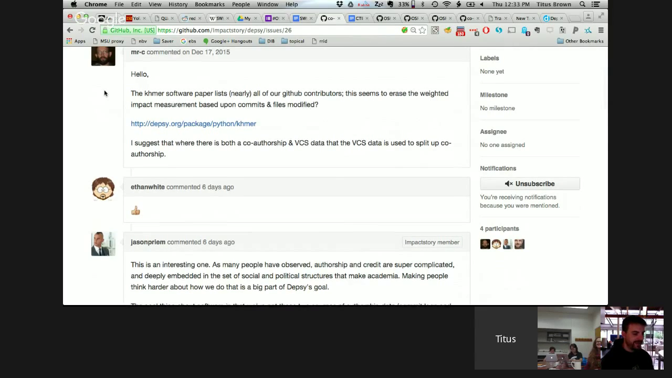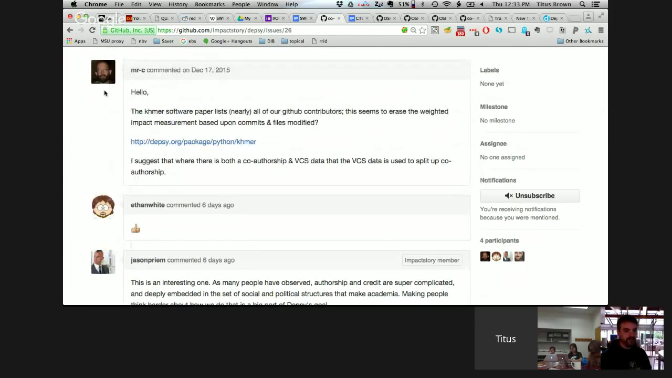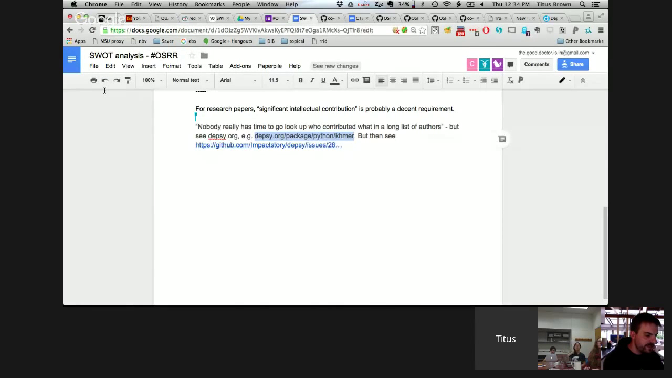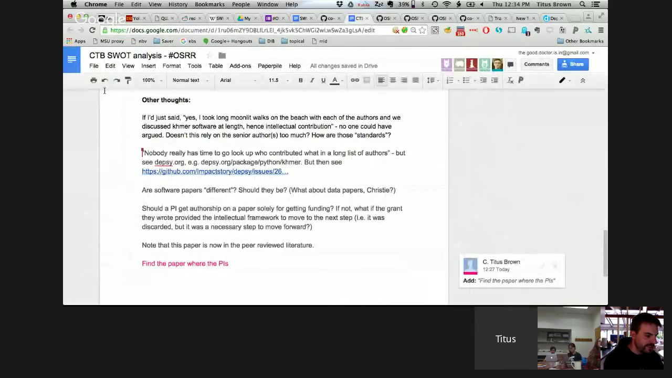I think it's a fascinating set of interactions around the fact that Depsy is trying to figure out how to assign credit for software, and it either looks at the authorship on the paper or it looks at the Git repository. And nobody seemed to explicitly acknowledge the situation where the Git repository and the paper actually match, because nobody has ever done that except for us, basically, and a few others. I find these kinds of tensions really interesting.